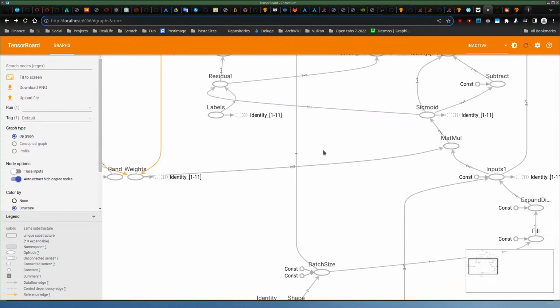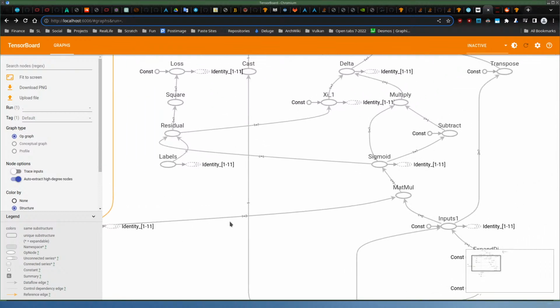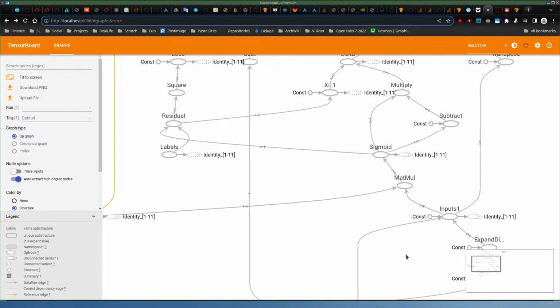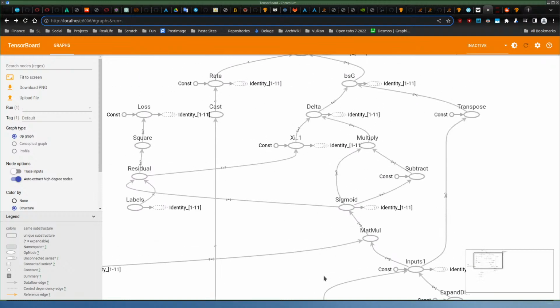So the second time I run, the only thing that has changed is the weights here. And therefore, we have to recalculate the output of this matrix multiplication, which means that we need this input here, which means that we need inputs 1. But that was already calculated last time. So I really don't understand why it asks me to supply inputs again. Not just inputs, but also labels. Same thing. Labels are inputs here.